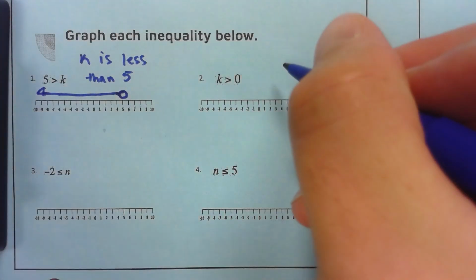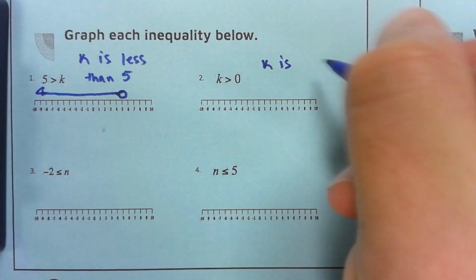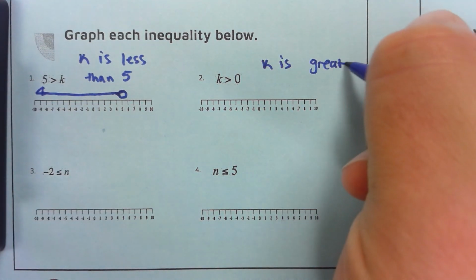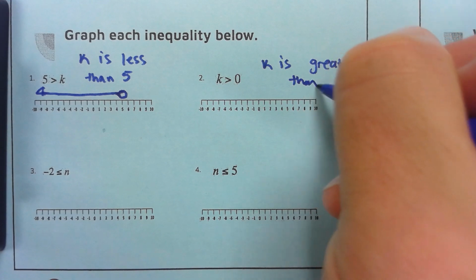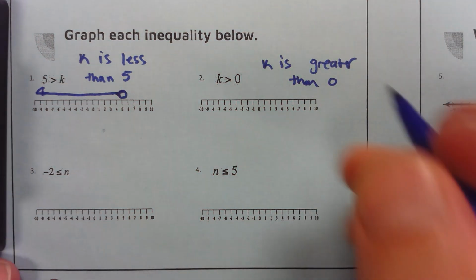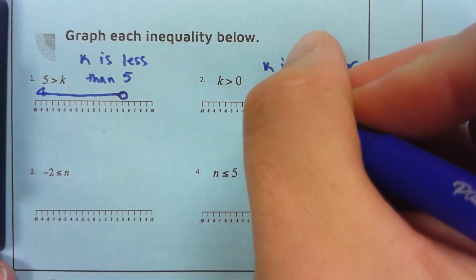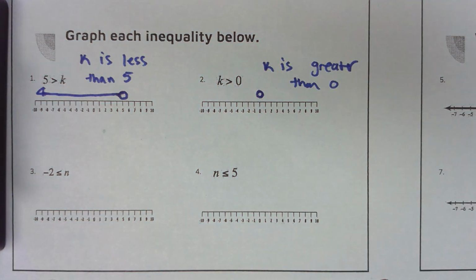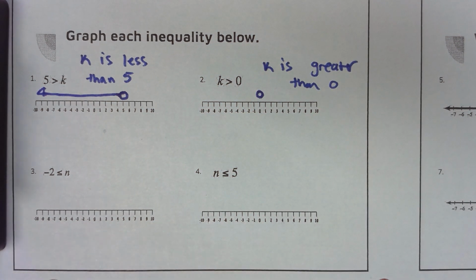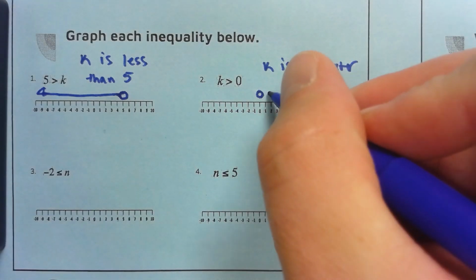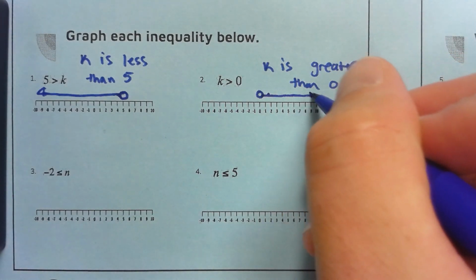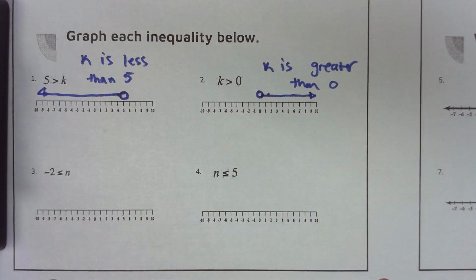Number 2, that is k is greater than 0. And so again, I use an open circle because we're not including 0. 0 does not make this inequality true. And I shade all values to the right, which are all values that are bigger than 0.